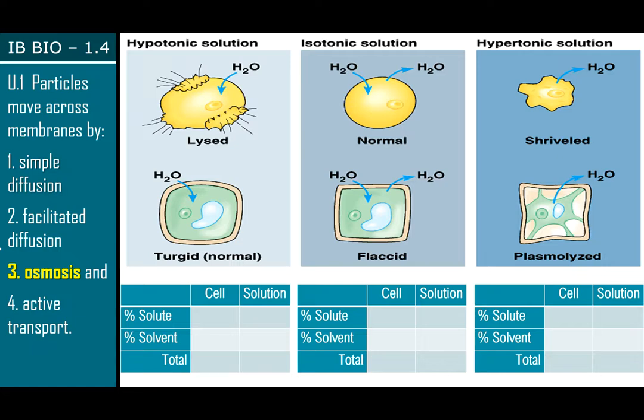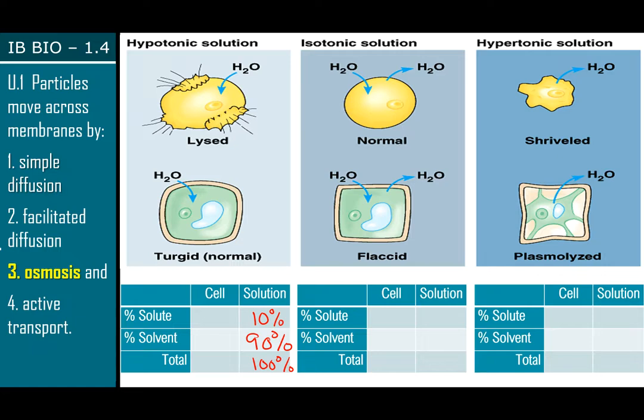If the solution is hypotonic, that means the solution has lower solute concentration, right? So our solute concentration is going to be 10. And if our solute concentration is 10, that means our solvent has got to be 90%. And if you add those up, you get 100%, right? That is a hypotonic solution. We have low solute concentration.